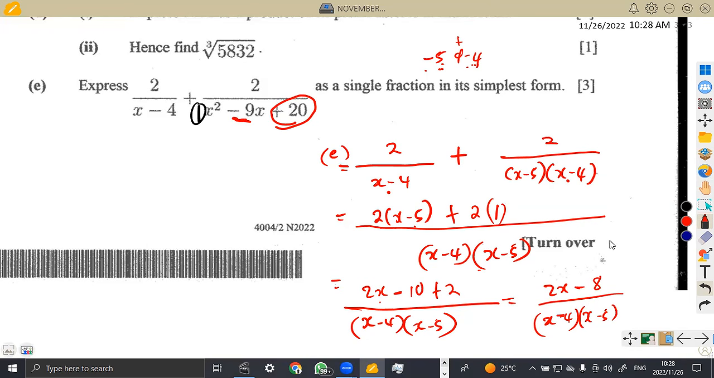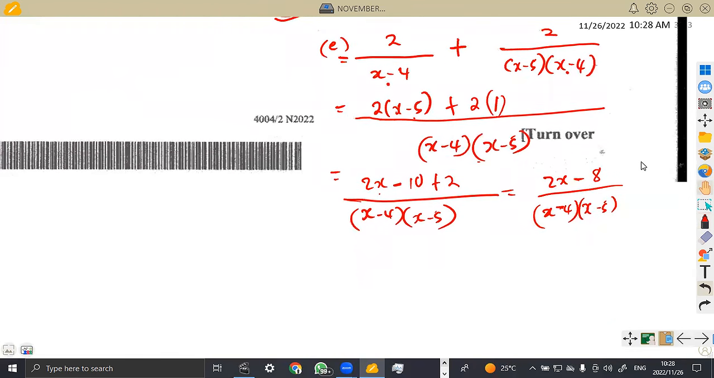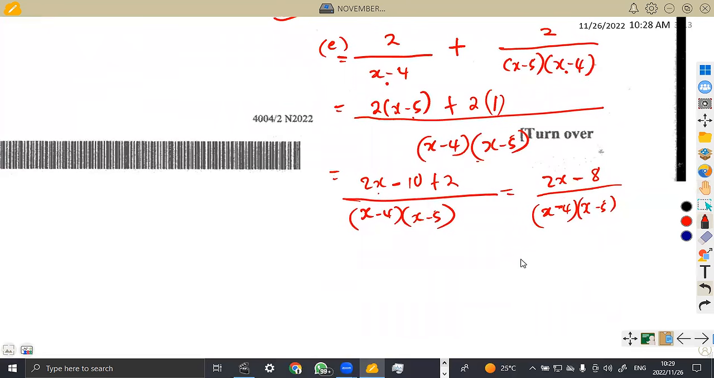Okay, so never leave your answers in states like this. Try by all means to check if it is possible. When you factorize the numerator, is it possible for you to factorize it for 2x minus 8? So you can factor out 2 there. 2 is common, so you're going to remain with x minus 4, everything over x minus 4 into x minus 5.